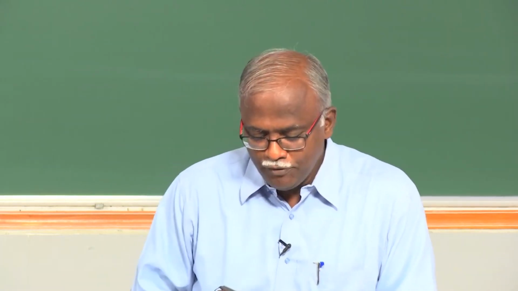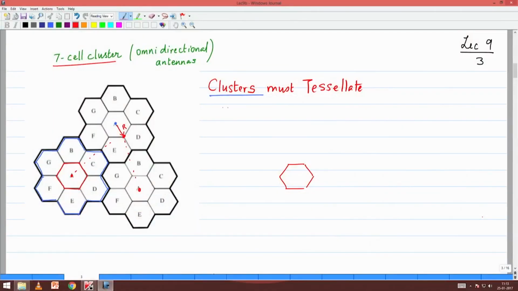So there is a name given for those. They are called the tier 1 interferers. Tier 1 interferers are basically those interferers that are closest to you, and in this shape, if you draw it, you can visualize that there are 6 of them which are very close.